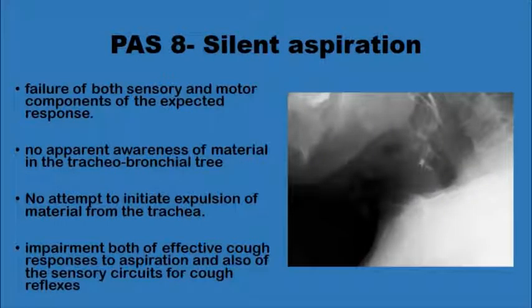And finally, to the last level, where there is silent aspiration in level 8. The aspirate material passes through the larynx, the vocal fold levels, into the trachea. It's not sensed in the trachea, and there is no attempt at coughing it, and it passes directly into the airway.